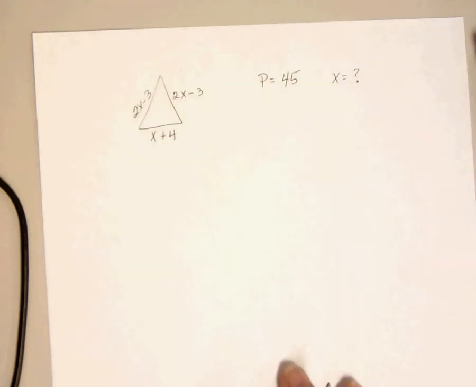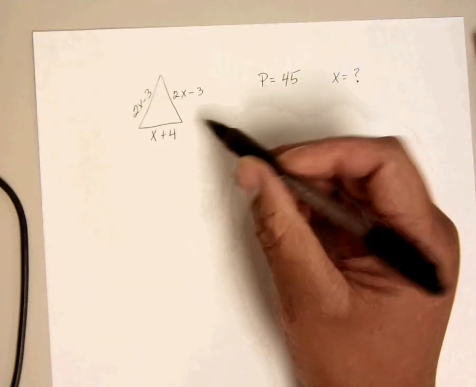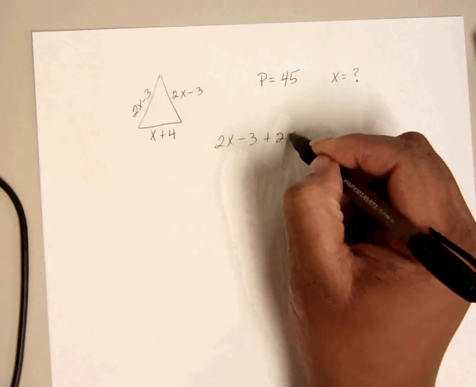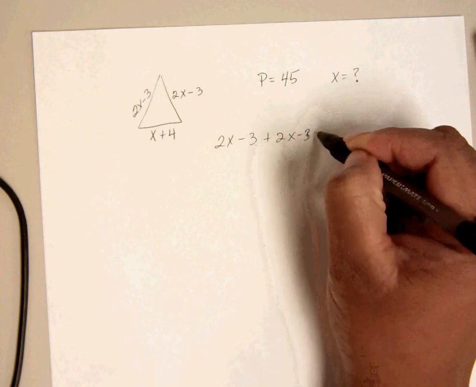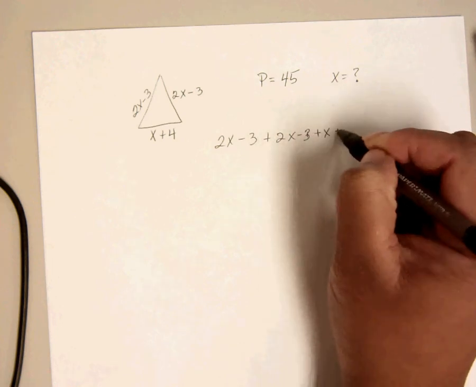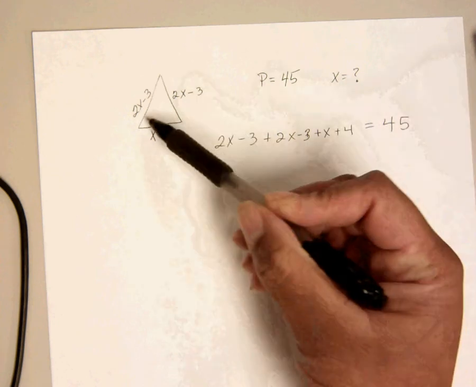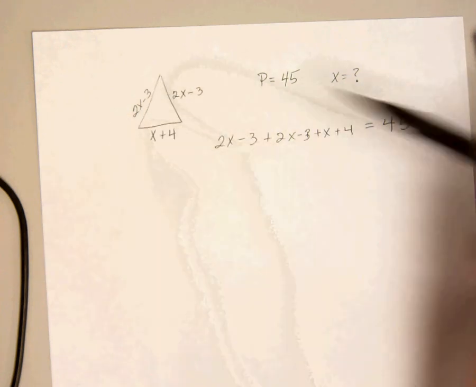How do I do this? Well, we know that the perimeter means to add all the sides, so I need to add all of this together and set it equal to the perimeter, because each side added together will give you the perimeter.